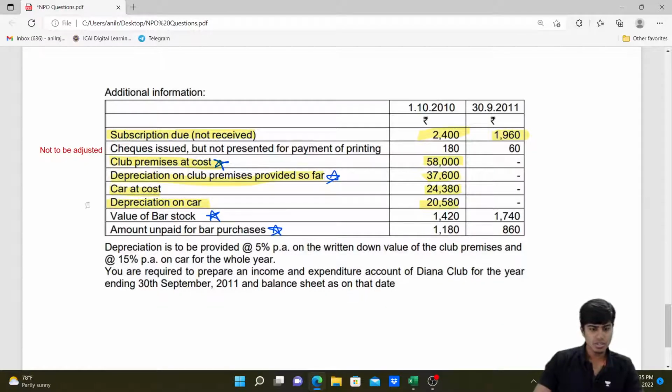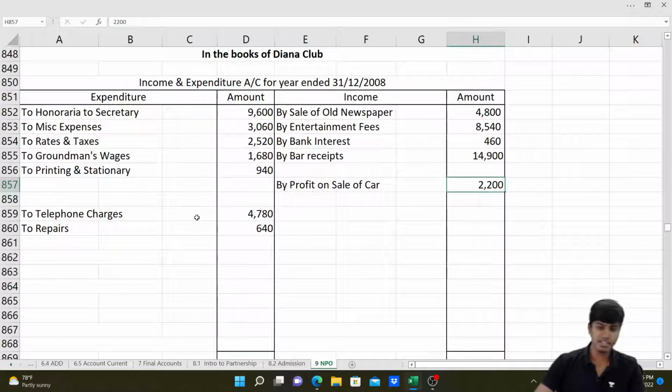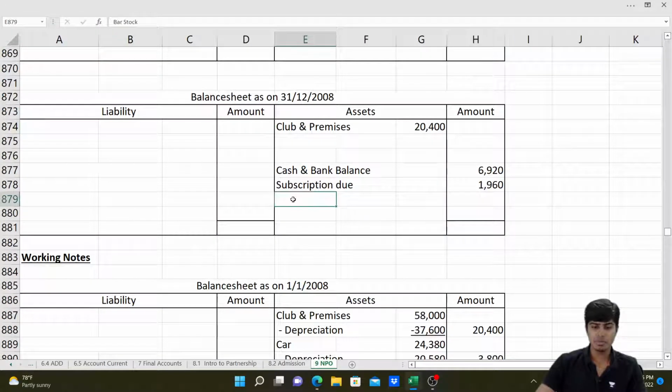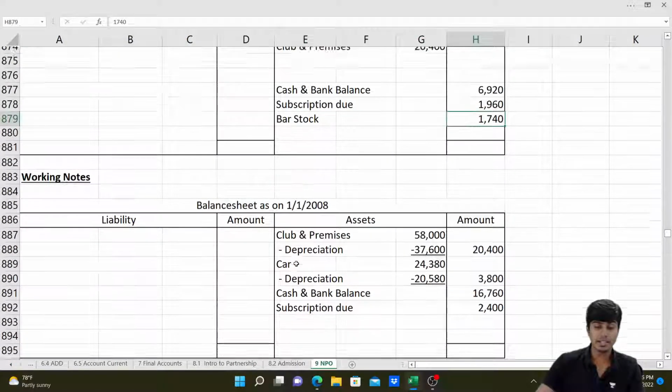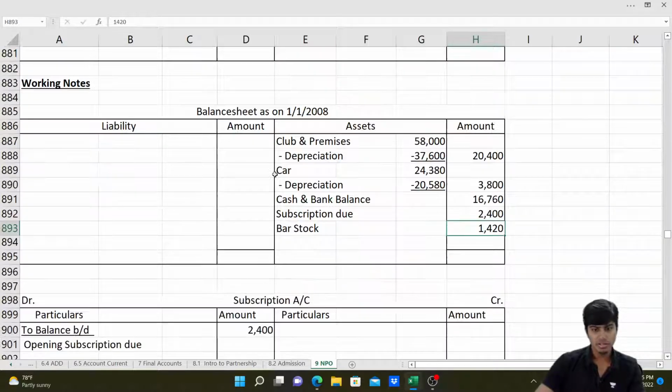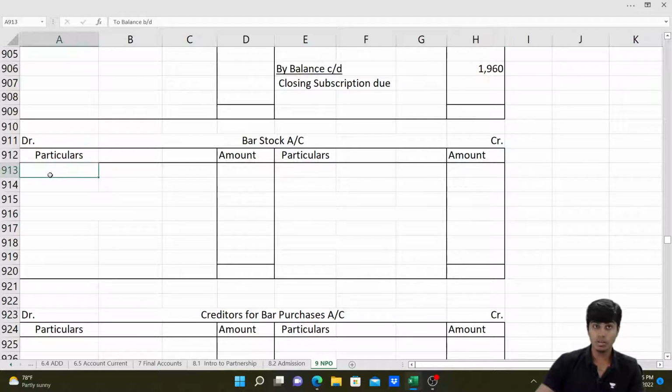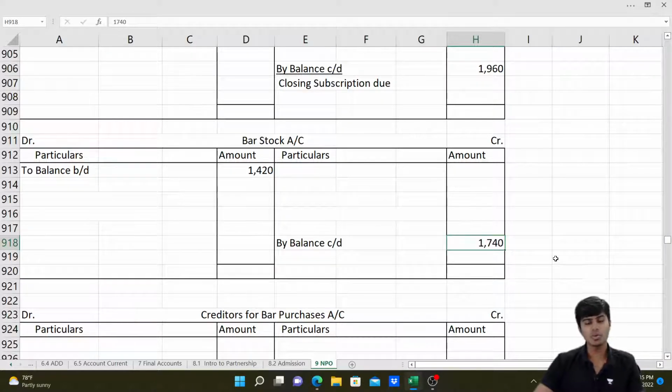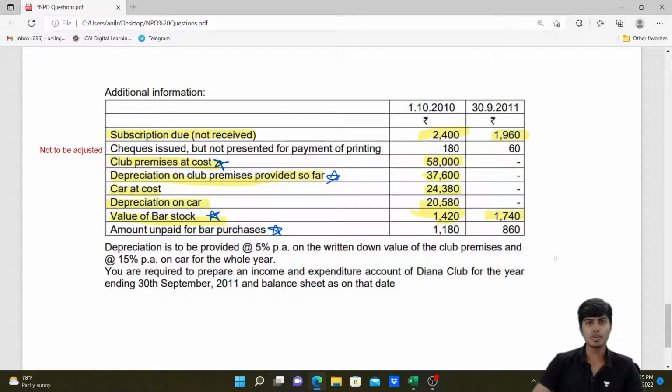So then value of bar stock, opening 1,420, closing 1,740. Let's write this in opening and closing balance sheet as well as in our bar stock account. So this is our balance sheet. I'll write bar stock closing 1,740 in the closing balance sheet, and in the opening balance sheet I'll write bar stock 1,420. So quickly come down to bar stock account. This is a working note. Debit side to balance brought down 1,420 and on the credit side bar stock account 1,740. So we've done both 1,420 and 1,740.